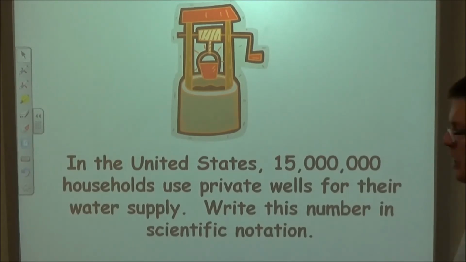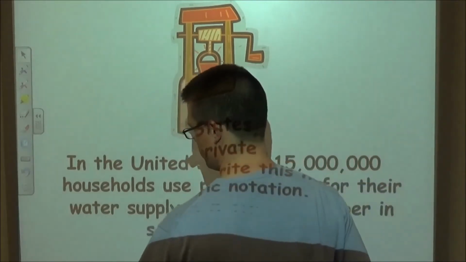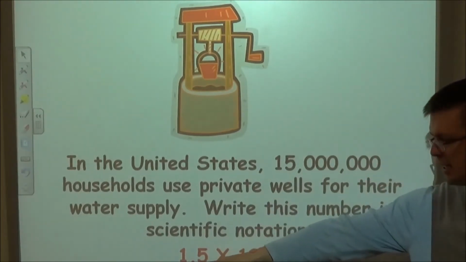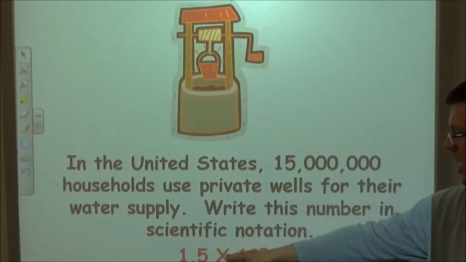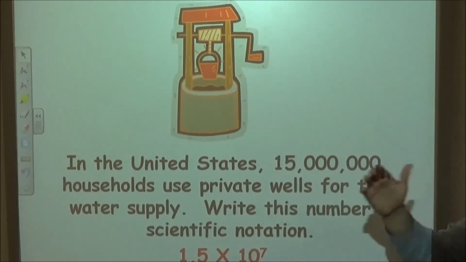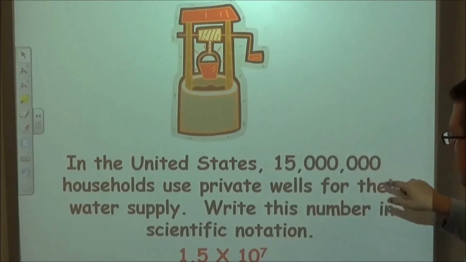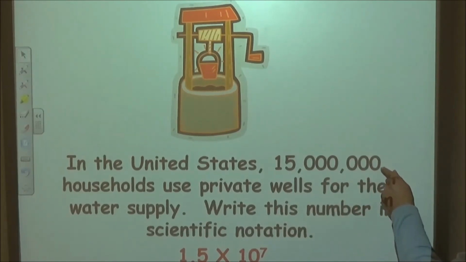Well, let's see what you ended up with. What you should end up with is our number between 1 and 10 is 1.5 times, because we're multiplying, it says multiply by a base 10, 10 to the 7th power. The 7 is how many times you moved that decimal from here until you got to the 1.5. If you got that right, you're A-okay.